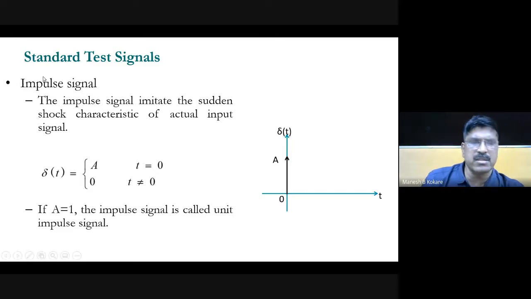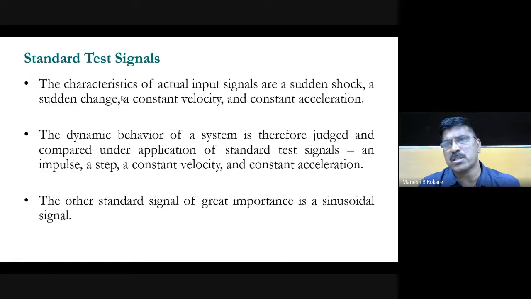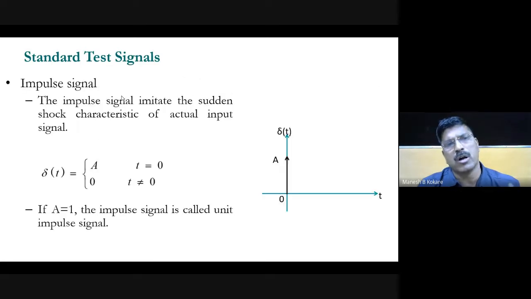The first standard test signal is the sudden shock. Sudden shock means you are giving a jerk to the system, and you are testing that system under that jerk. This sudden jerk or sudden shock can be represented by the impulse signal in electrical terms.